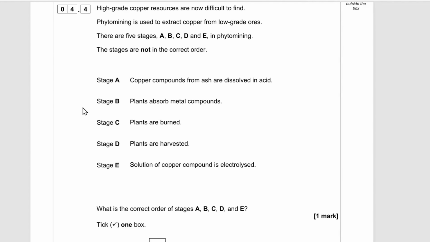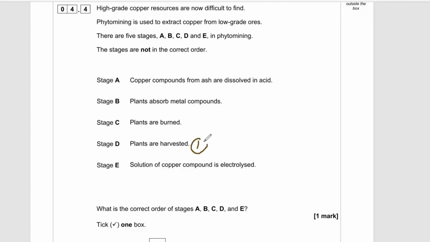Okay, let's move on to question 4.4. High-grade copper resources are now difficult to find. Phytomining is used to extract copper from low-grade ores. There are 5 stages, A, B, C, D, and E, in phytomining. The stages are not in the correct order. Here are the 5 stages, guys. Why don't you try to put these in the correct order? A, B, C, D, E. Write it down on a bit of paper and pause and have a go.